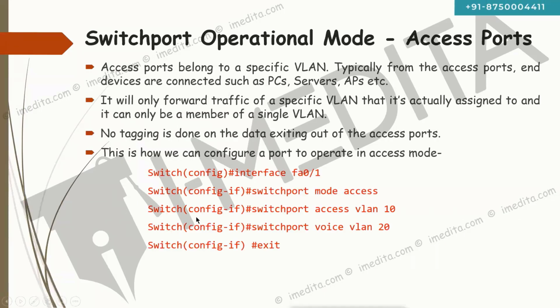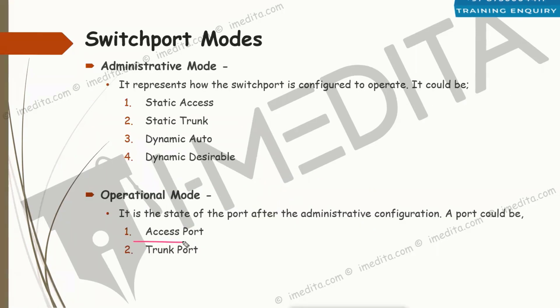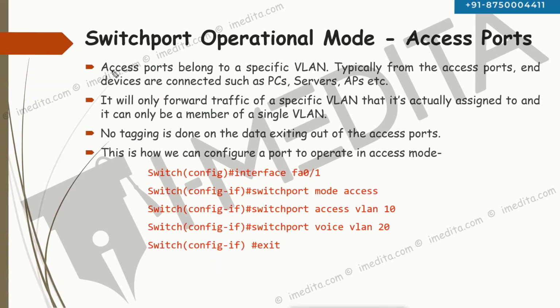So what is static access? What is this access mode? Access ports belong to one specific VLAN, like interface, switchport mode access. So this port we have configured as an access port, and the port belongs to VLAN 10 for data traffic, VLAN 20 for the voice traffic. So access ports belong to a specific VLAN. Typically, end devices are connected to access ports, such as PCs, servers, access points.